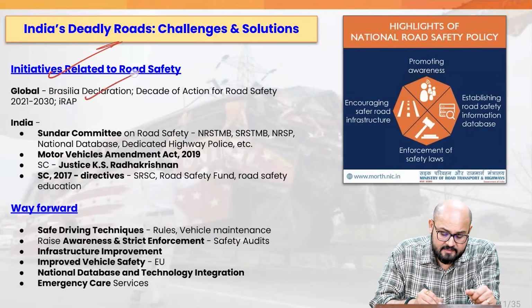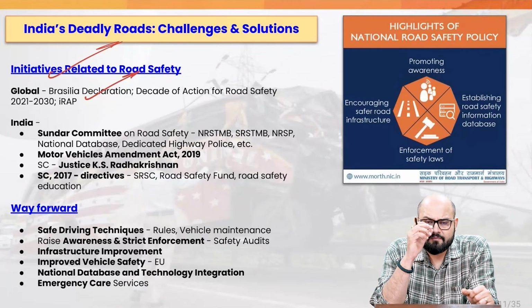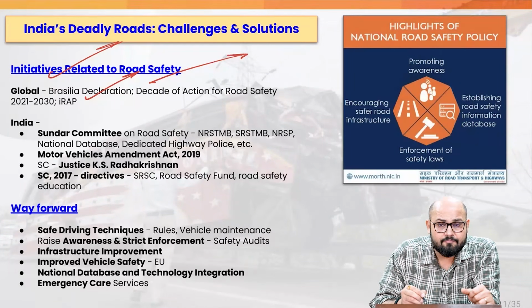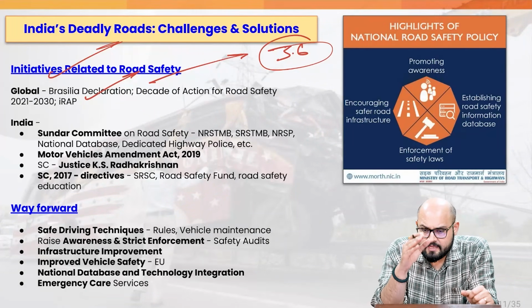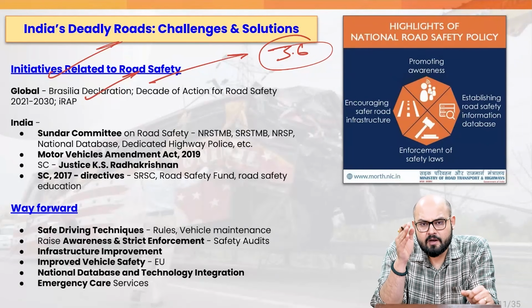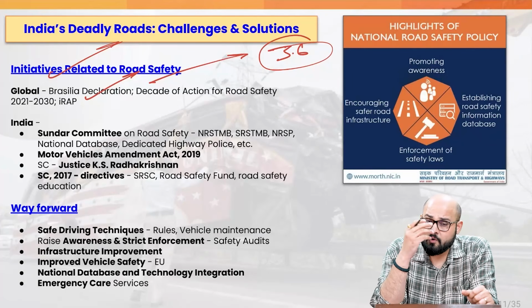The very first is the Brasilia Declaration of 2015, again very important. What it basically said is that we'll take steps to realize the vision mandated in Sustainable Development Goal 3.6, which says that we will halve the number of people suffering grievous injuries and halve the number of people dying in road accidents by 2030, right?